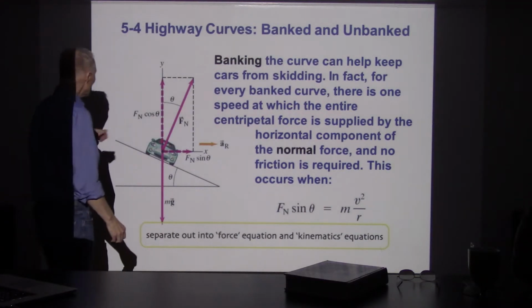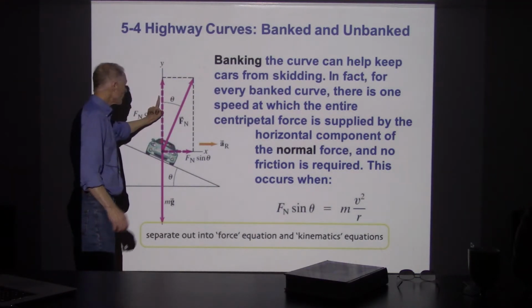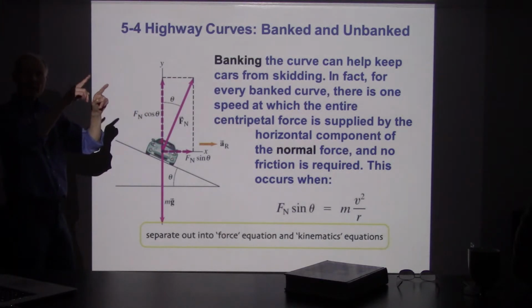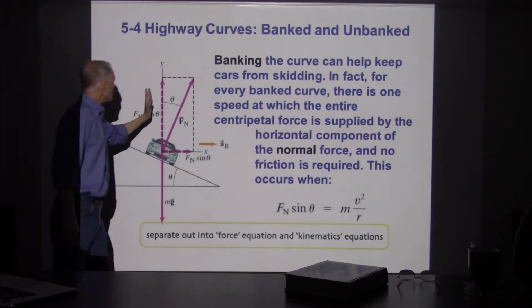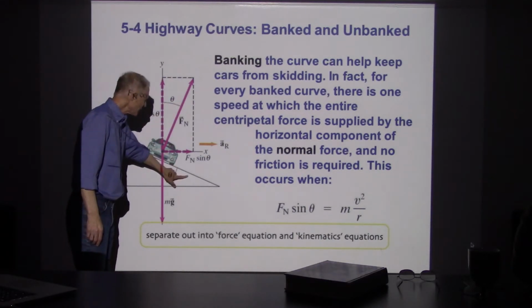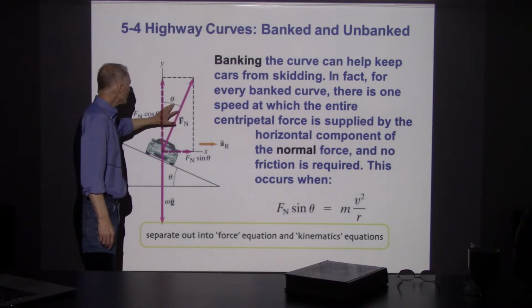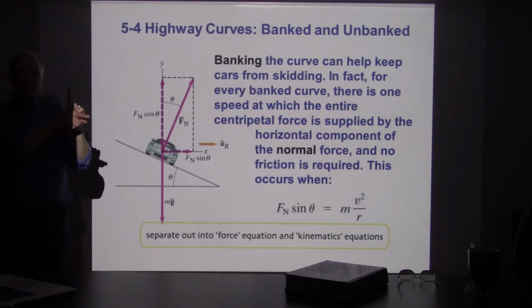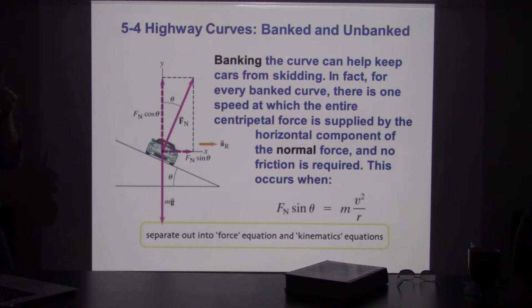And what that does is it takes a normal force that used to be vertical and tips it. So the normal force now is tipped at whatever the angle of banking is. So that's our banking angle. The normal force now has both a radial and a vertical component to it.